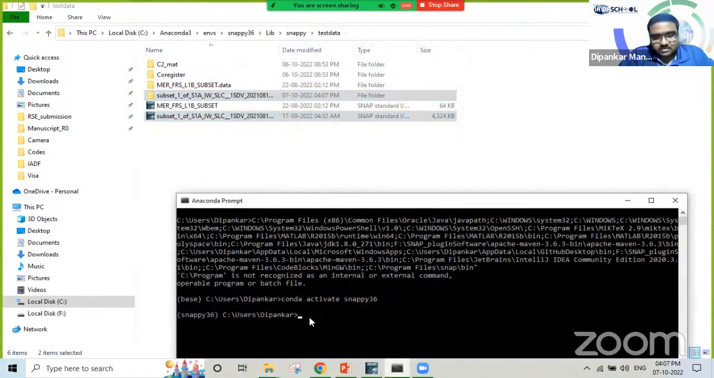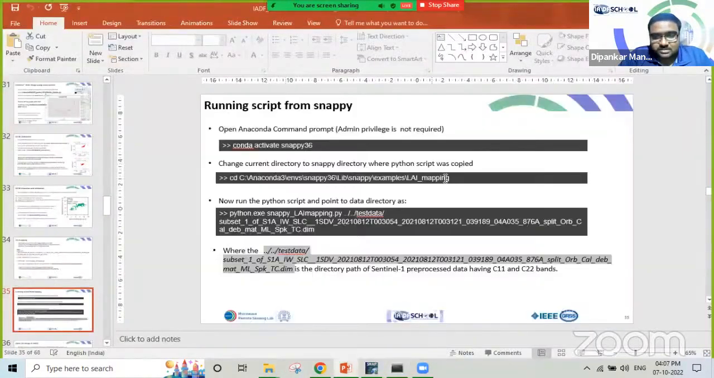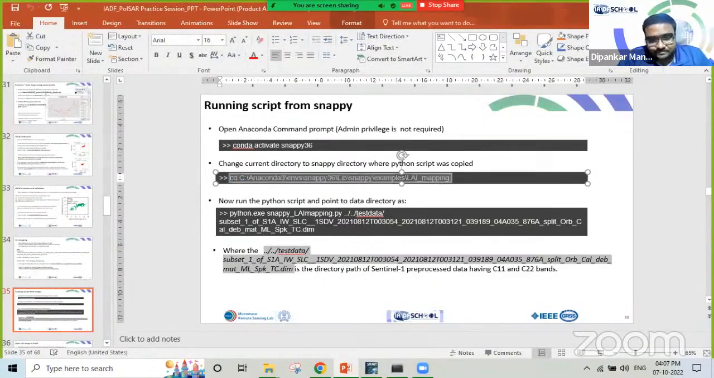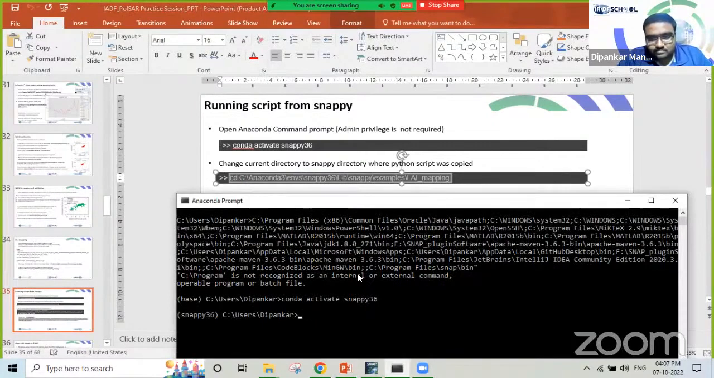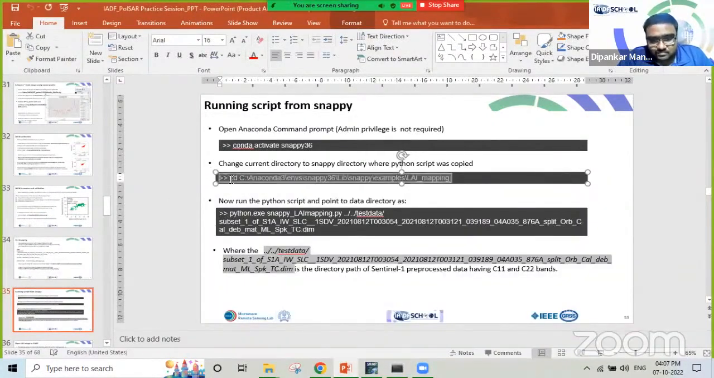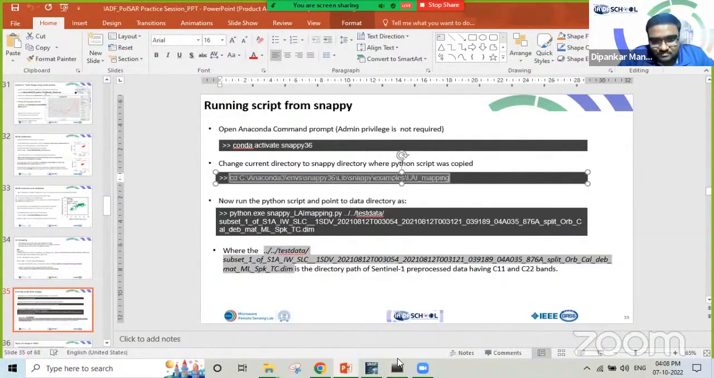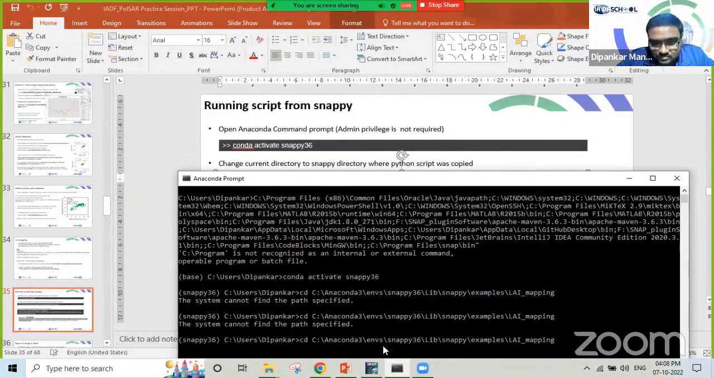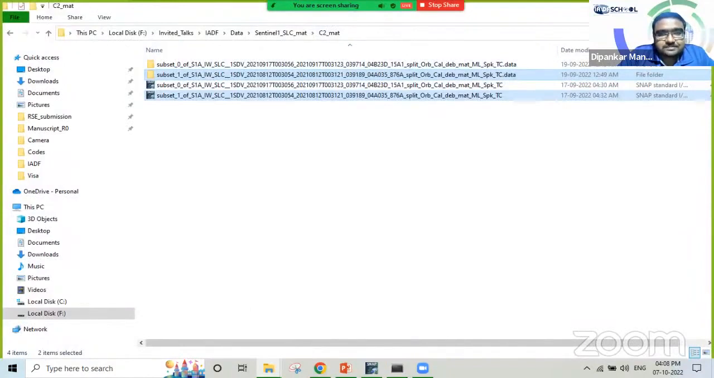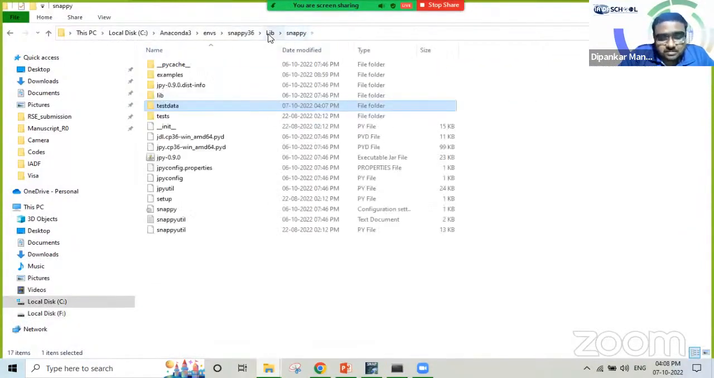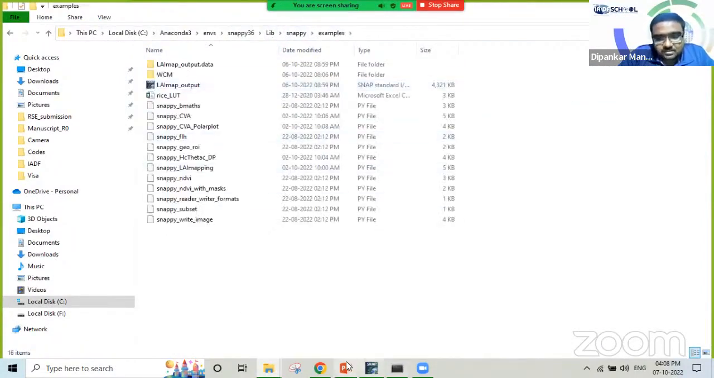Now go to the command prompt and move to the directory where we have stored the snap command code. We'll go to this folder first, test data, examples. Here we have to create LAI underscore mapping.